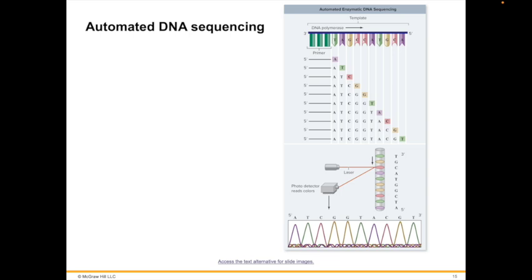The fragments generated by the reactions are shown, and when these are electrophoresed in a capillary tube, the laser at the bottom of the tube excites the dyes, which emit a different color that is detected by a photodetector.